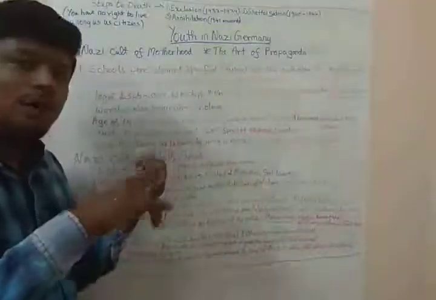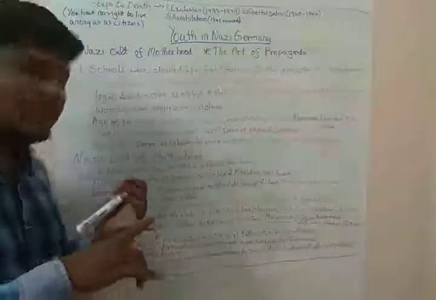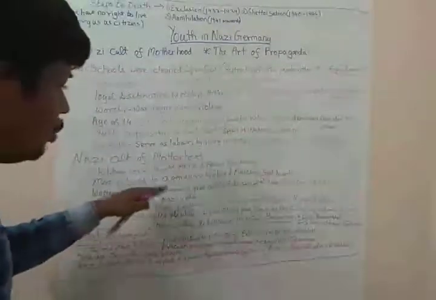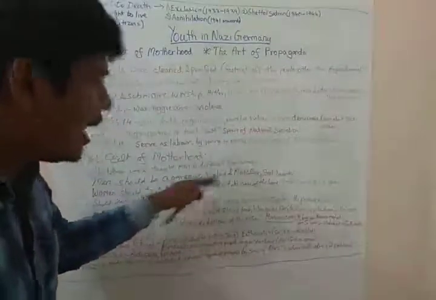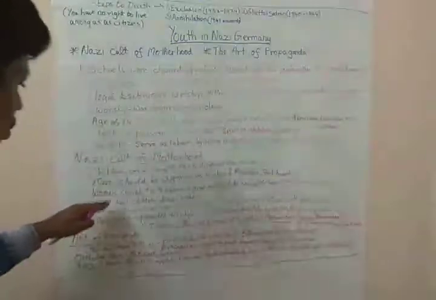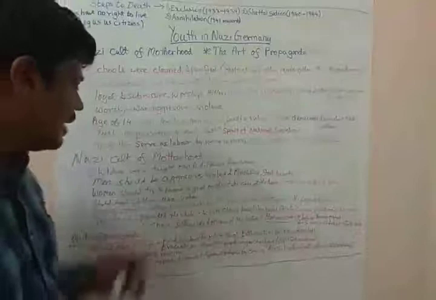In the Nazi cult of motherhood, the children were taught that men are different from others, and a man should be what? He should be aggressive, violent, masculine, and steel-hearted. In the same way, a woman should try to become a good mother and take care of the home, take care of the children, and also teach children the Nazi values.